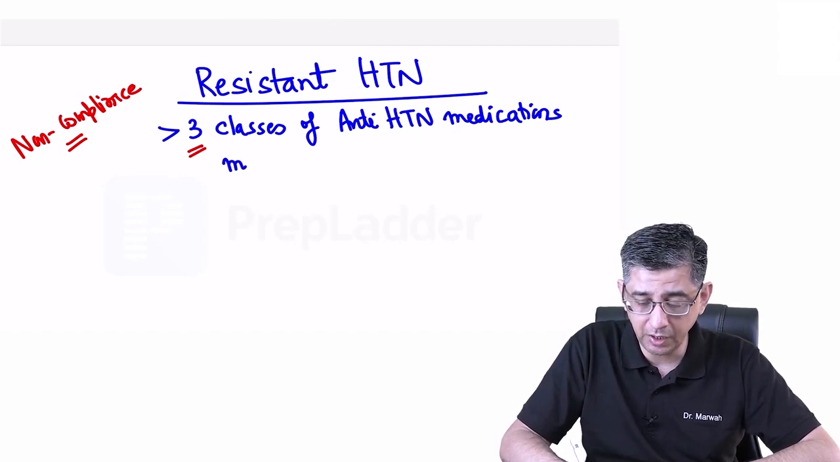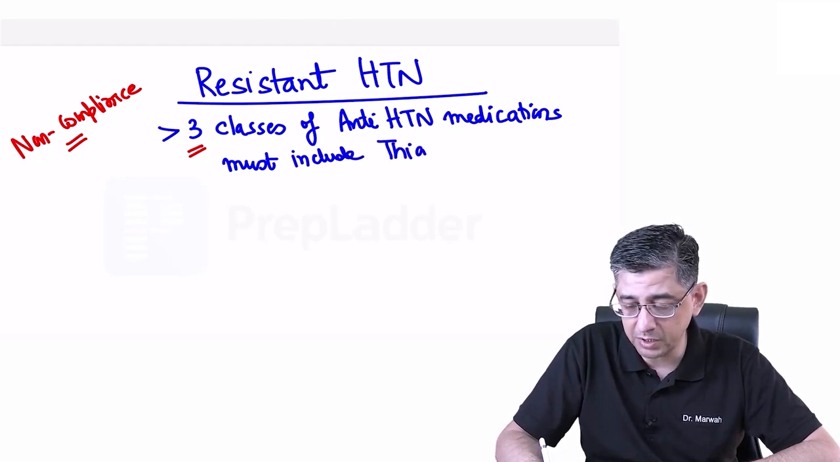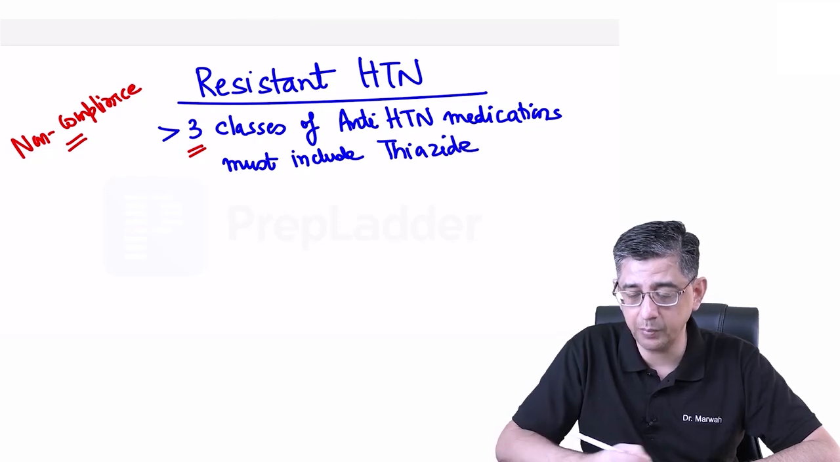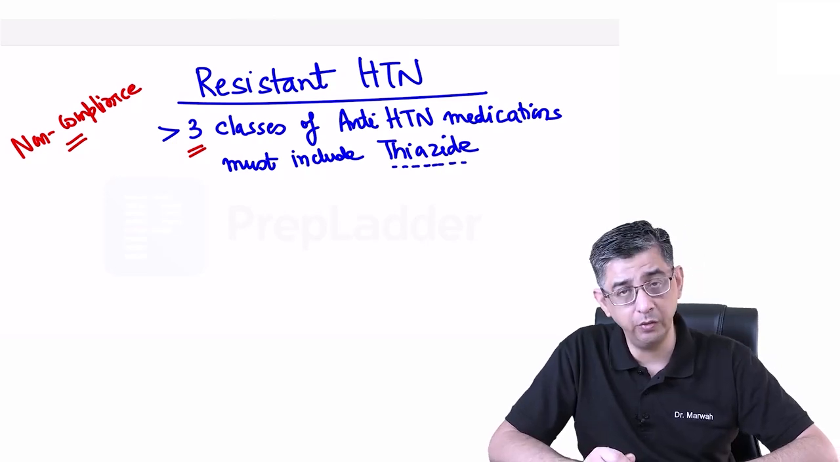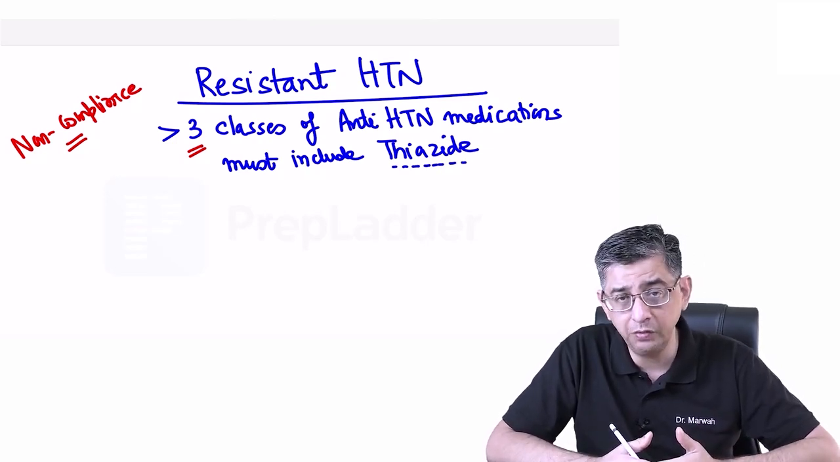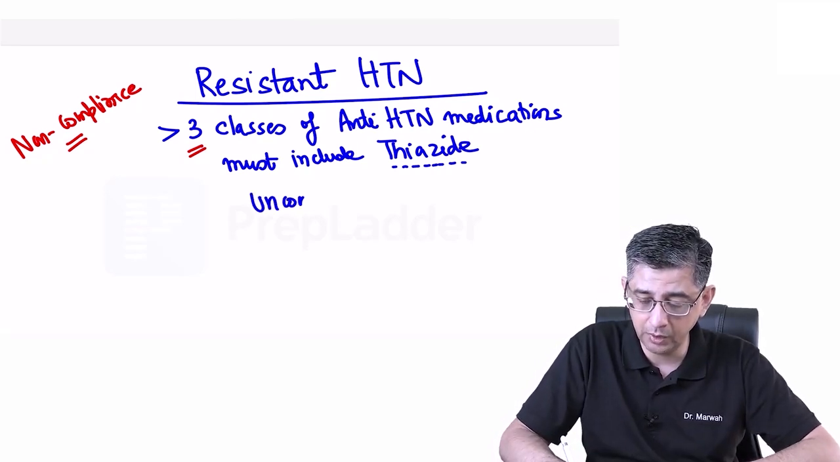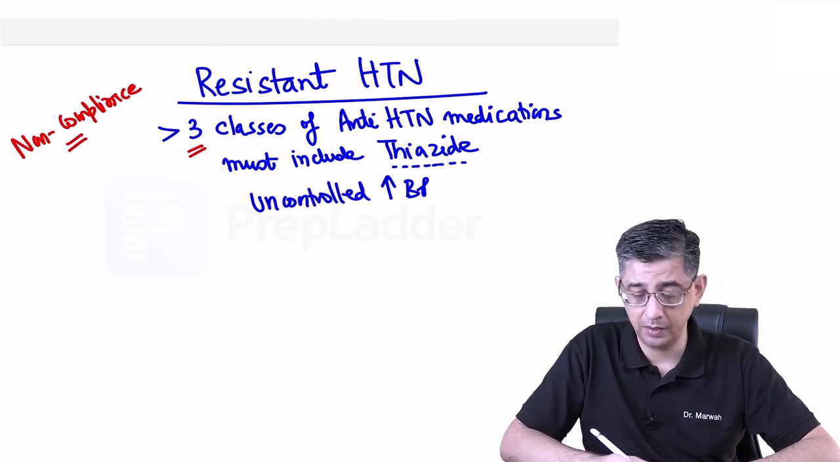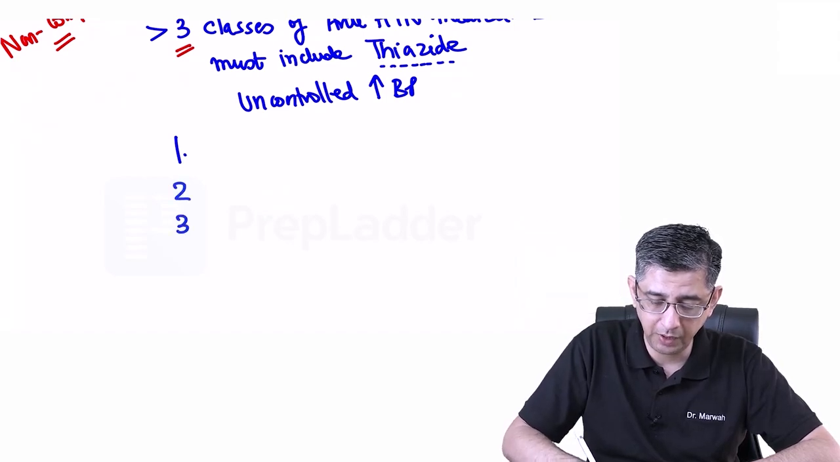And these 3 classes must include, and that's an important point from the exam perspective, the drug that should always have been prescribed before you say it is resistant hypertension. Textbook says they must include a thiazide group of diuretics, introduced for at least 2 weeks. Even then, if you have uncontrolled elevation of blood pressure, that implies he has resistant hypertension. The most common cause I've already enumerated, but there are a couple of others which must be taken into consideration.